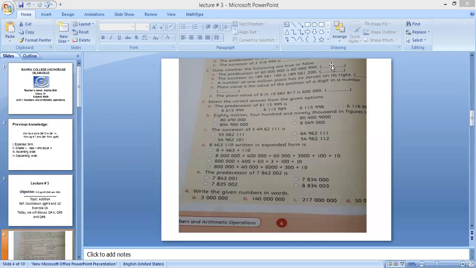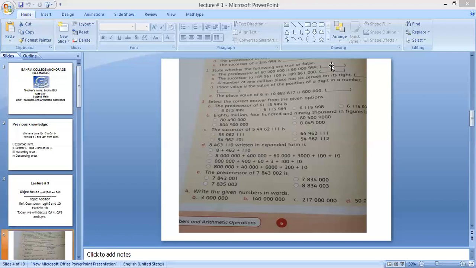The next one is D. Place value is the value of the position of a digit in a number. Place value is the value of the position of a digit in a number. Yes, you will write here true. It's right.